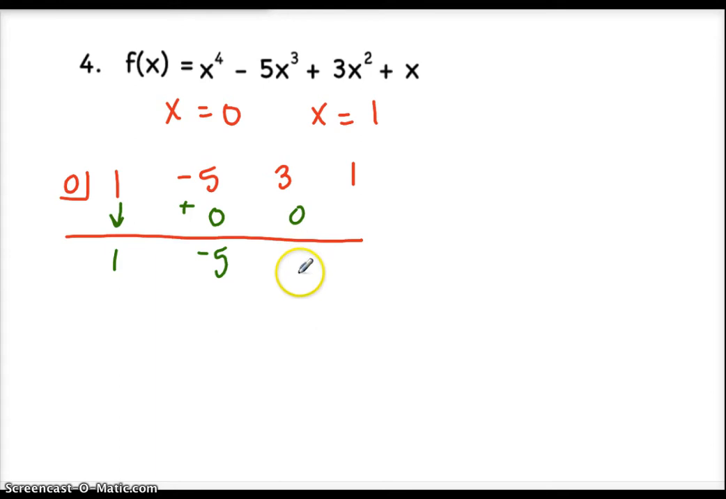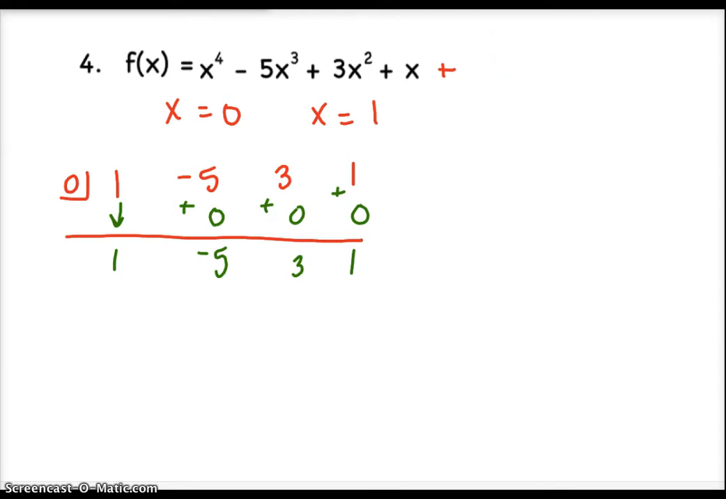Oh, I made a mistake. Oh, no, I haven't. Okay, we'll fix it together in a moment. 3 plus 0 is 3. 3 times 0 is 0. 1 plus 0 is 1. And then you may have already caught what I failed to do. There is no plus x to the 0. Nope, that's wrong. There is no constant term.